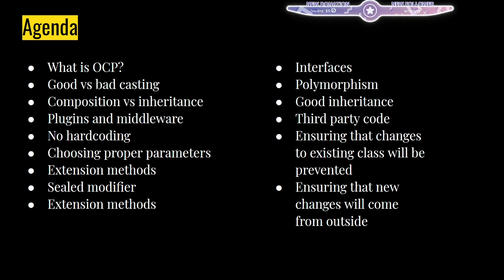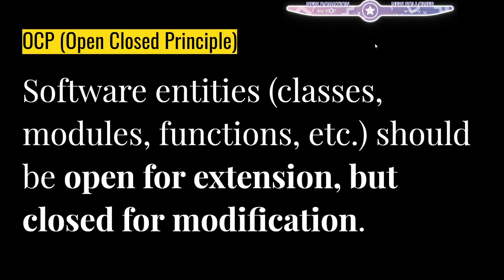Interfaces, and how do we utilize them for OCP? Polymorphism, inheritance done right. How do we integrate with third-party code? And in general, what do we do to make our code secured? What do we do to make our code properly extensible? So now let's look at the definition of the open-closed principle.